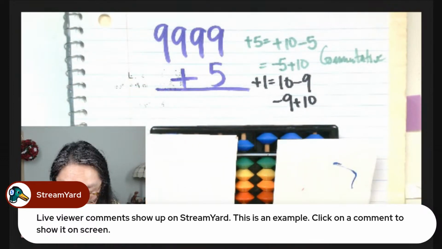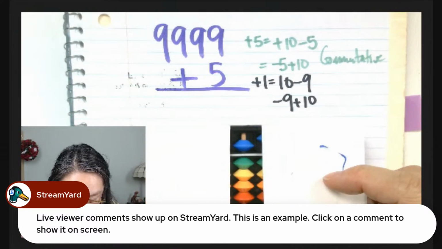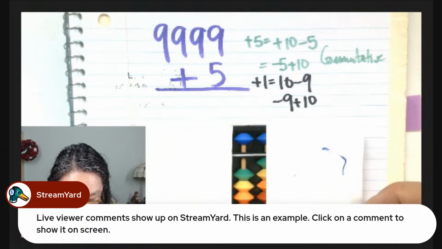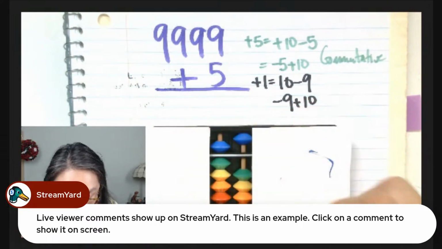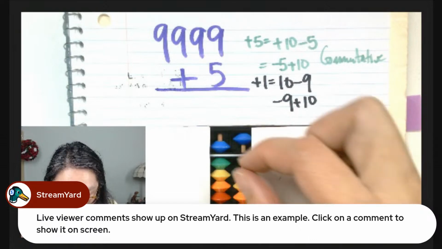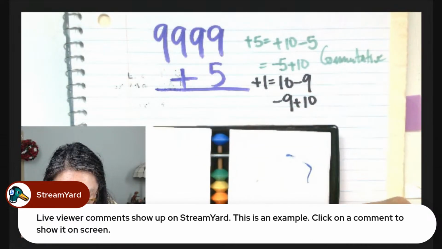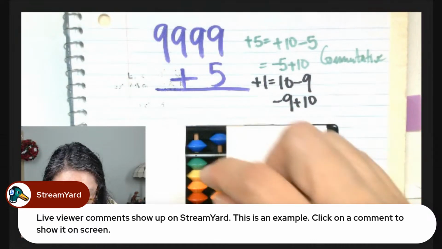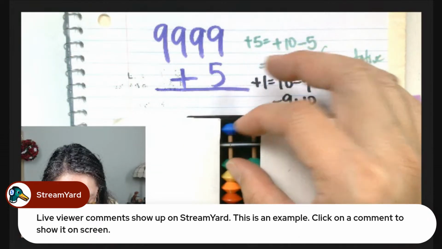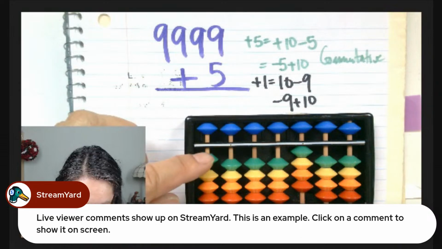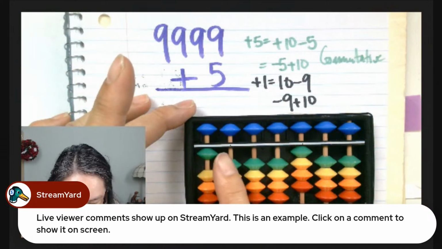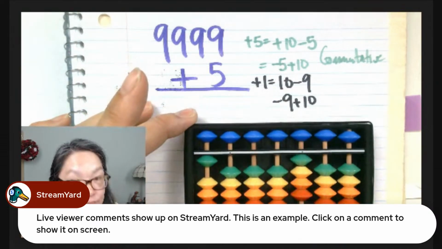So what's going to happen is, if you look, I'm going to minus the 9 first, and then plus the 10. I can't. Well, then do it again. Minus the 9 plus the 10. I can't. Do it again. So I'm going to minus the 9 and then plus the 10. I can do it here. So my final answer is 10,004.